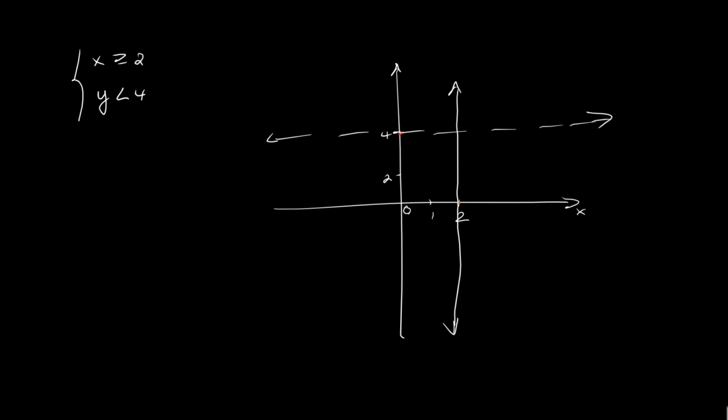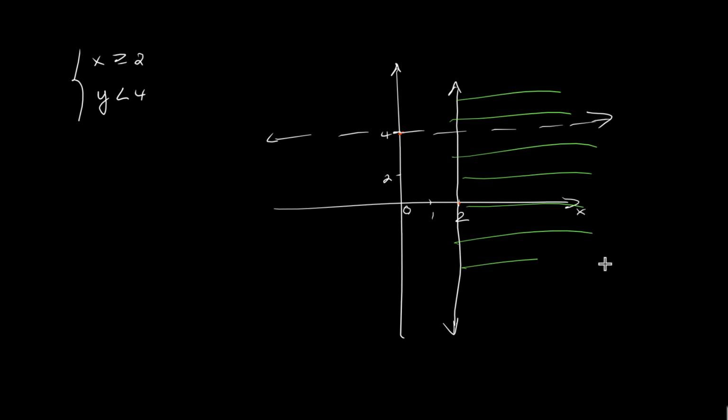Now let's decide where to shade. For x is greater than or equal to 2, that means all values to the right of the vertical line, so we shade to the right. Now for y is less than 4, that means all values below the horizontal line, so we shade downward.